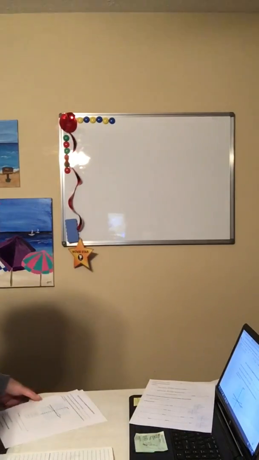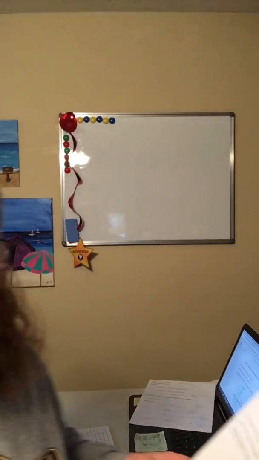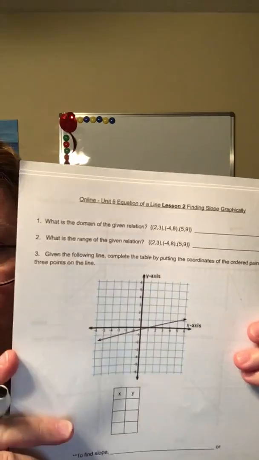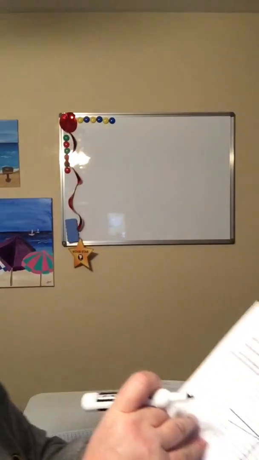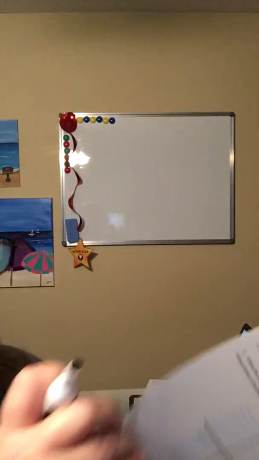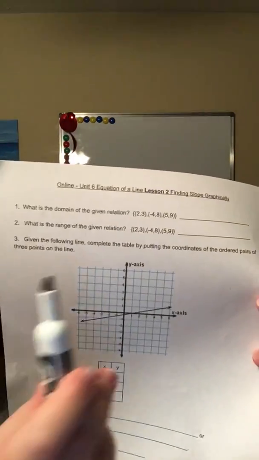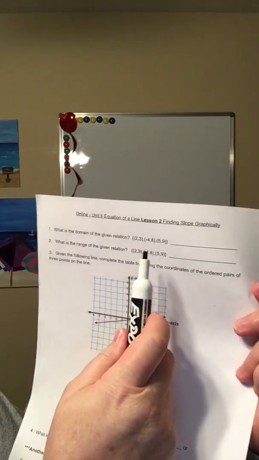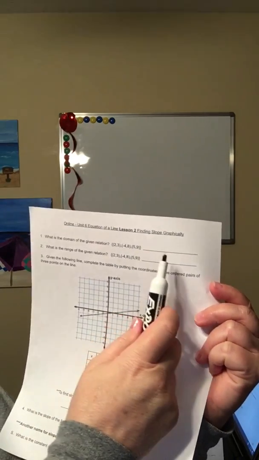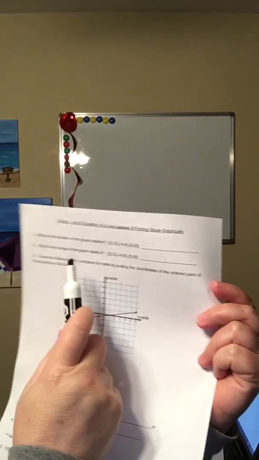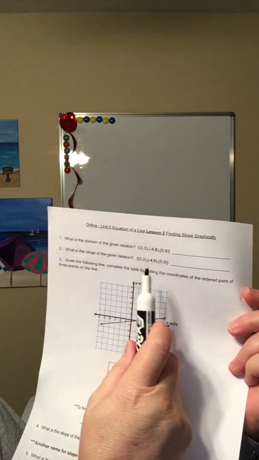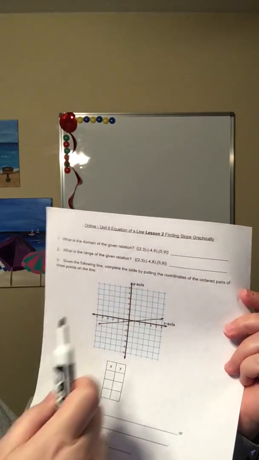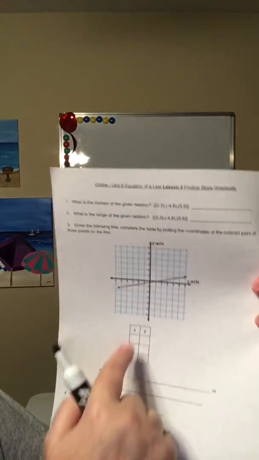All right, so in the last video I accidentally showed you lesson 3. I meant to show you lesson 2. Let me put this paper down. Okay, so this is the one that you should end up with. Lesson 2. First thing it asks you to do is, given this relation, write the domain. You should know what that is by now. Given this relation, write the range. That's number 2. Okay, then given this graph, put in the coordinates.